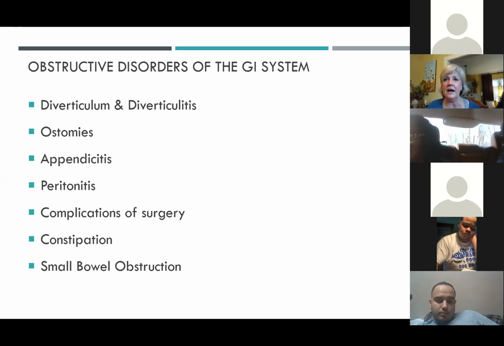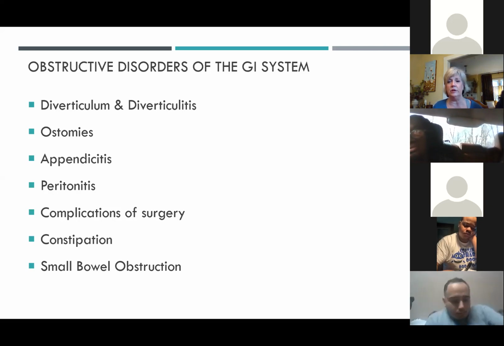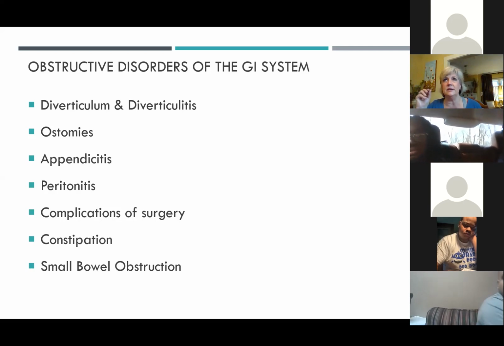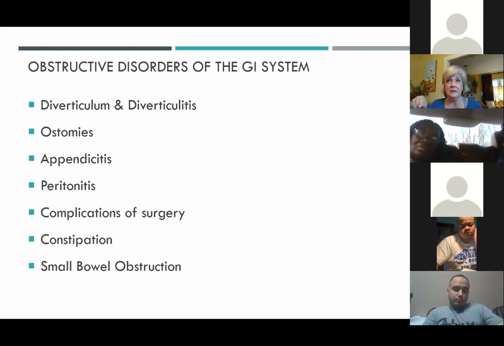All right, and peritonitis is what can happen if a patient has something that ruptures and leaks into the abdominal cavity, such as a perforated diverticulum, or a perforation in an ulcer, and that leaks and spills out into the abdominal area. So that's a perforation, and that can cause peritonitis.